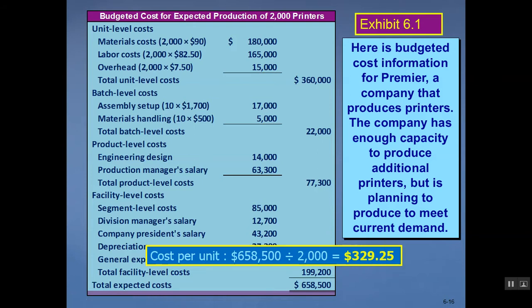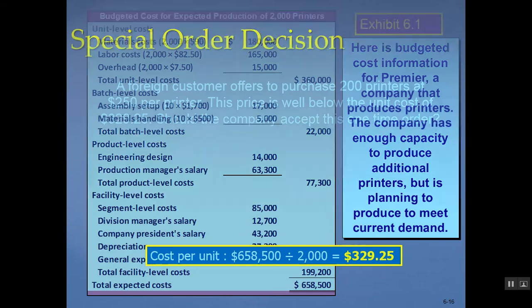You can see Premier has excess capacity and is able to produce more than 2,000 printers. So we're going to talk about excess capacity again. What that means is that they have a capacity, how much they can produce, and if they have enough room left over to accept the special order, then they can consider doing it. Once you no longer have excess capacity, it means that you have to turn away current customers.